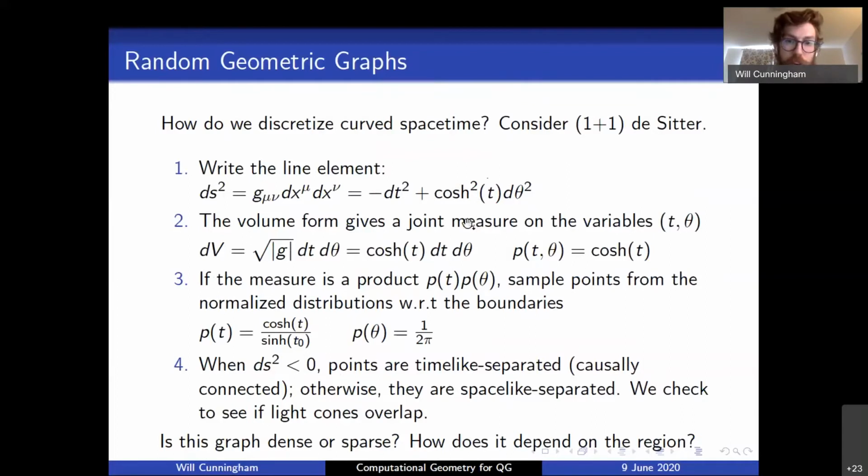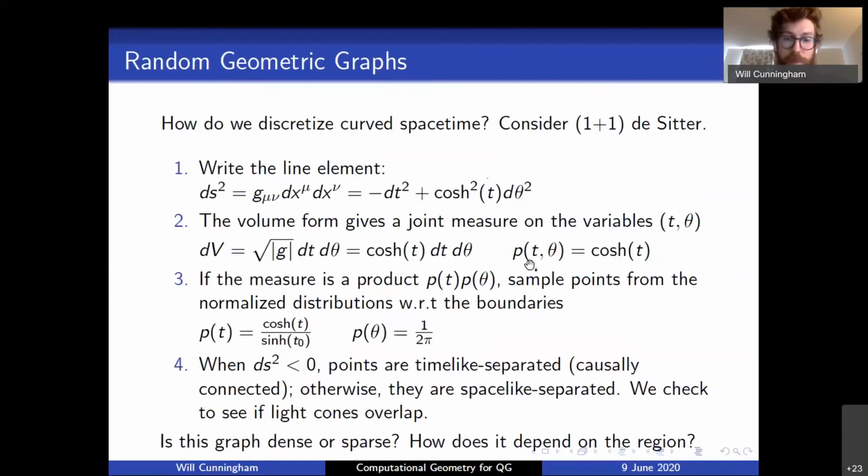The volume form that corresponds to this is going to give a joint probability measure on the variables t and θ. So you can see here, if I write this out, this joint probability measure is really determined by the square root of the determinant of your metric tensor. It's written here just as p of t and θ is equal to cosh of t, the time.